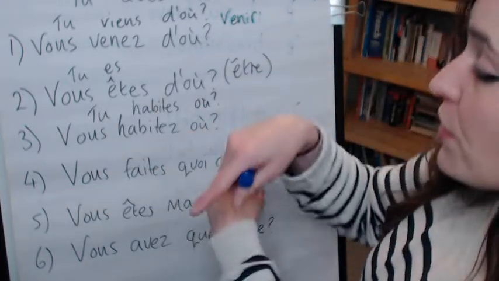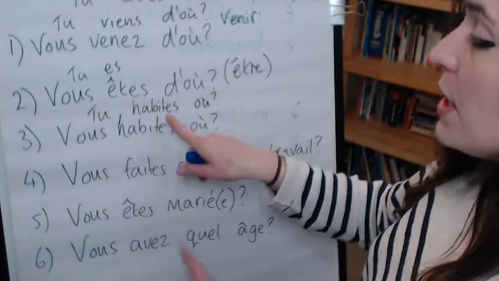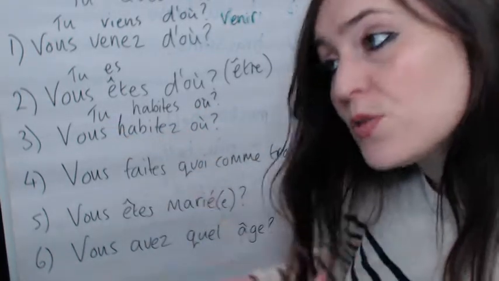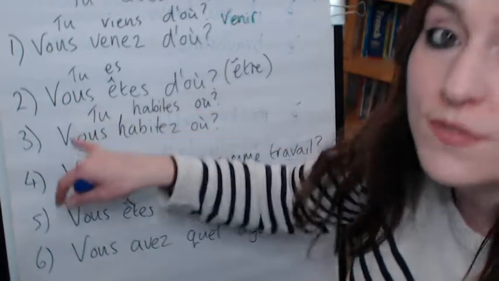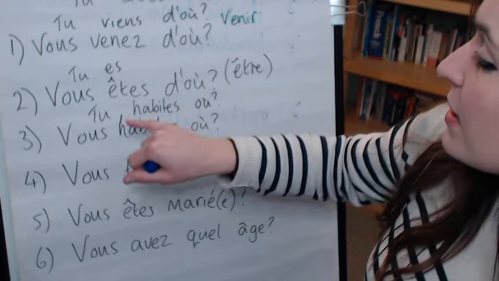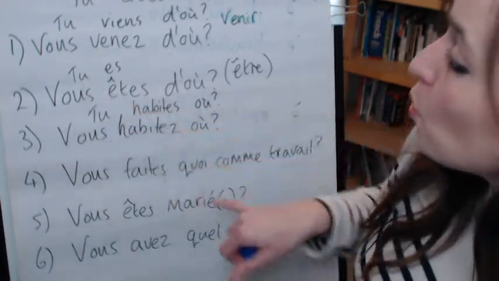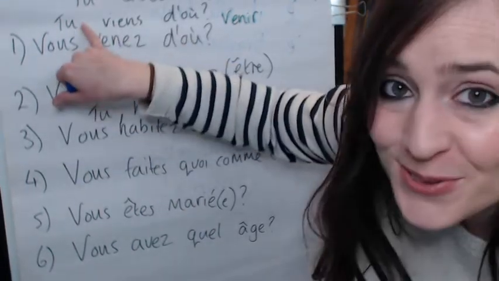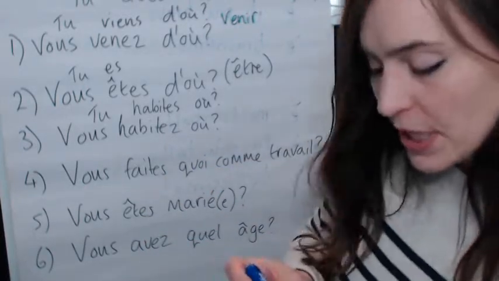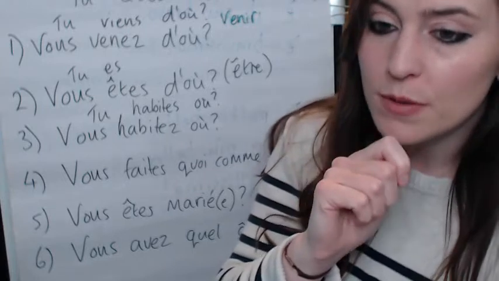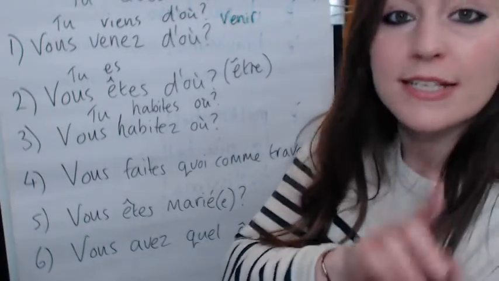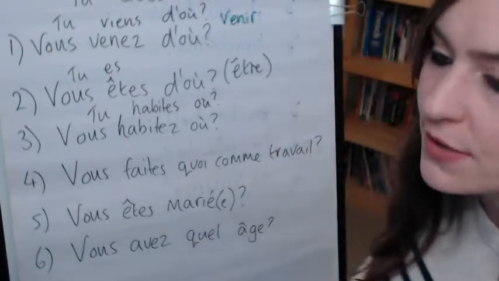You could invert the verb and the subject pronoun. Où habites-tu? If you do that, then the question word comes first. Où habites-tu? Où es-tu? D'où viens-tu? For example. But we're not going to look at that today. I mean, maybe I should do a video on changing questions to the subject-verb inversion. If I haven't done that already, that's a good one to do in the future.